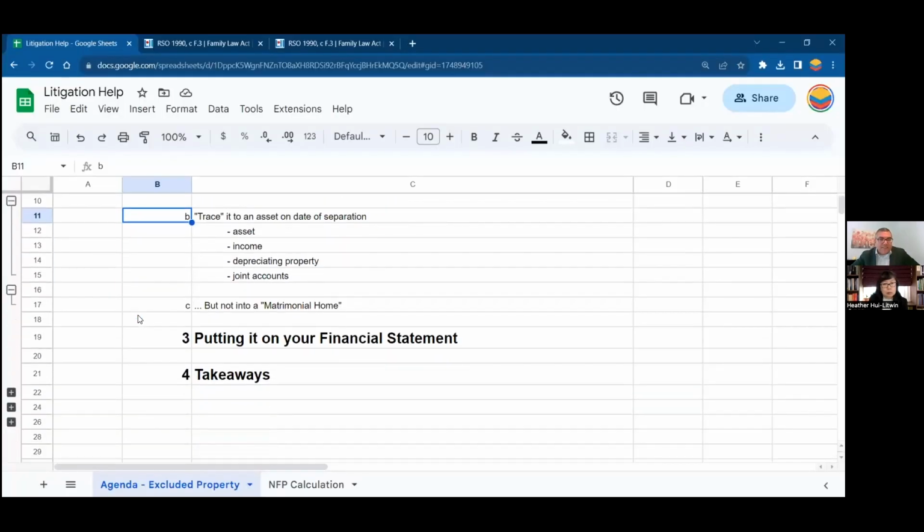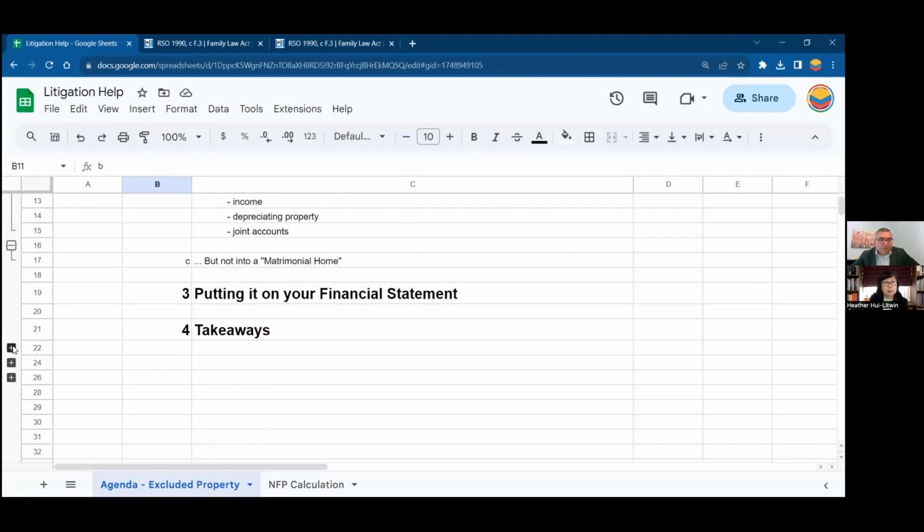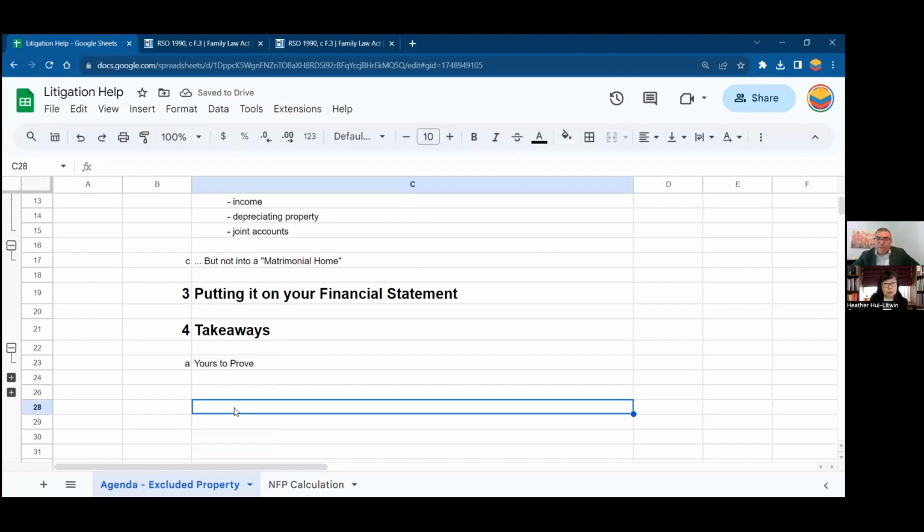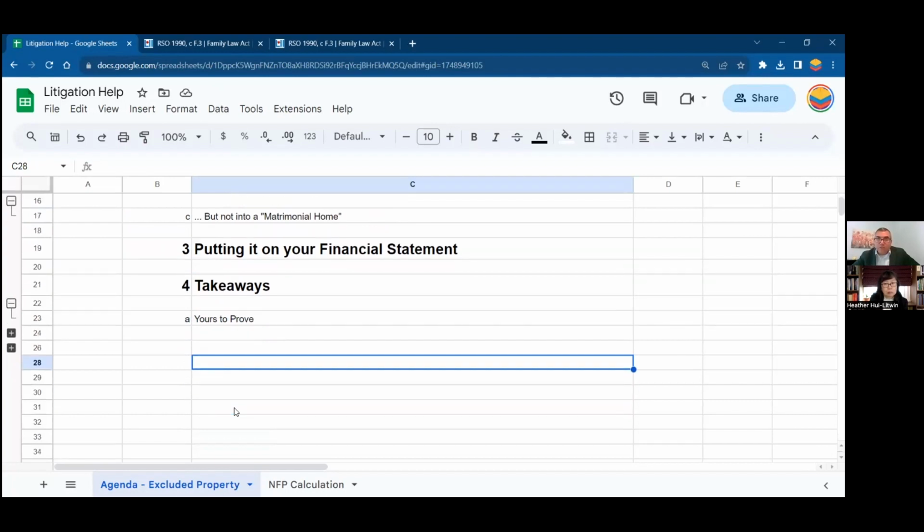And so that'll take us to our agenda here. The takeaways are, it's yours to prove. Very important. Jill very much wants and needs this exclusion, but Jill needs to prove it. And the court is going to look to Jill, or the law is going to look, even if they're not in court, and say, Jill, this is on you. This is your show. Don't blame the other side. Just give your story.